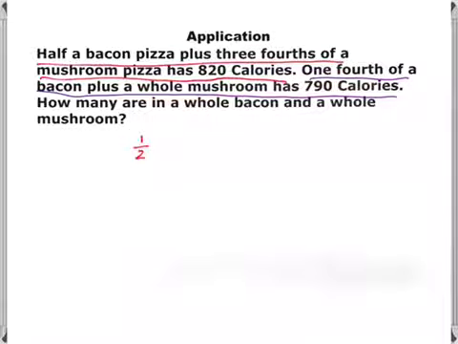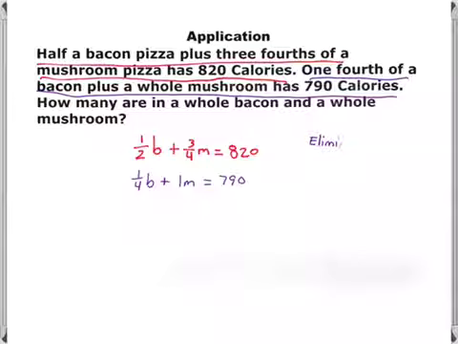So let's say 1/2 B for bacon plus 3/4 M for mushroom equals 820 calories. The next sentence tells us 1/4 B plus 1 whole mushroom pizza equals 790. So these are your two equations, and you just need to solve them. In this problem, I would probably use elimination, so my personal preference here would be elimination. Now you just need to figure out what you have to multiply by to eliminate.